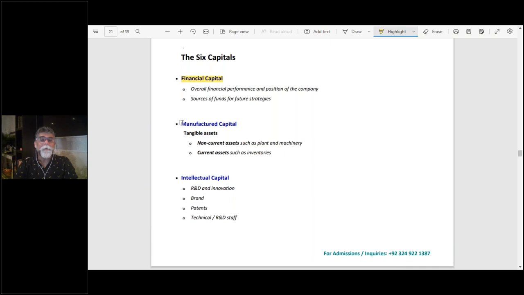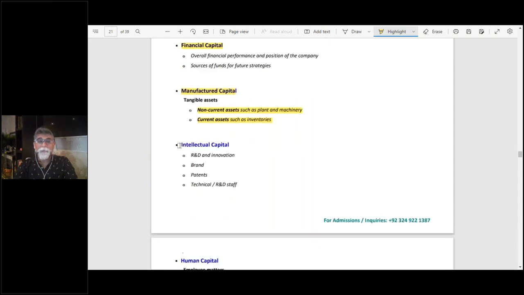And then it talks about manufacturing capital. Manufacturing capital analyzes the non-current assets such as plant and machinery, and it also analyzes current assets such as inventories. That's called manufacturing capital. And then intellectual capital. Intellectual capital talks about research, development, innovation, brands, patents, technical and research staff. This is our intellectual property, our brain.